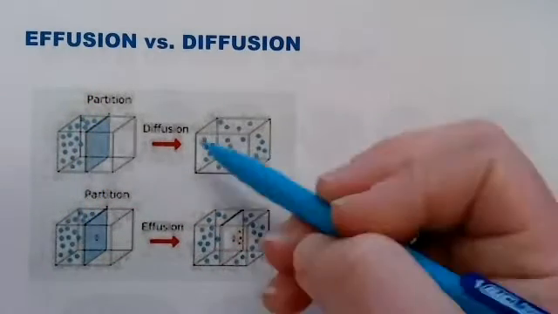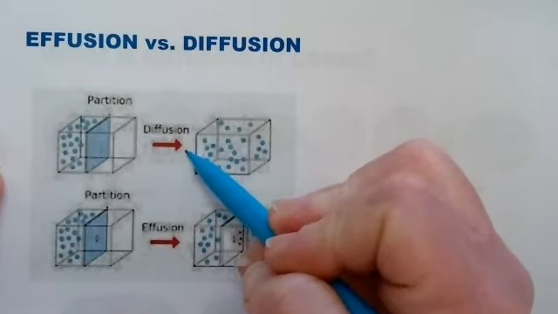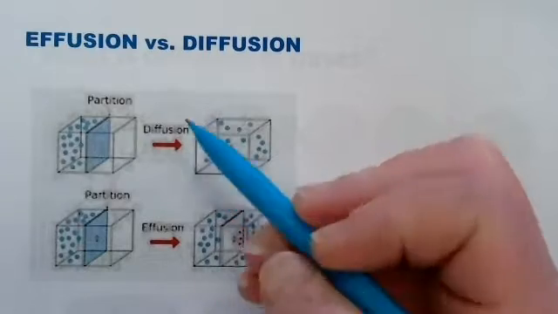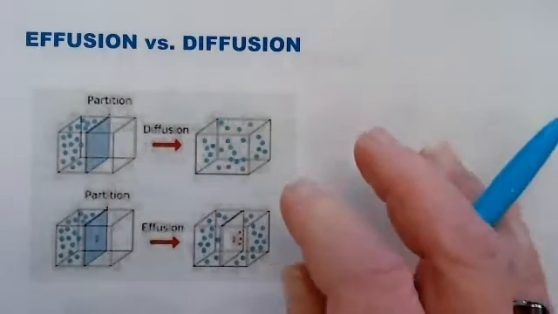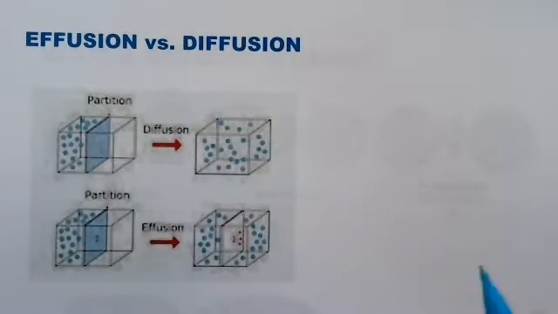So to remind us, diffusion is the spontaneous. It happens without us doing anything, without any outside intervention. Diffusion is the spontaneous mixing of two fluids due to their rapid random motion, where effusion is passage of a gas out a narrow opening in its container.